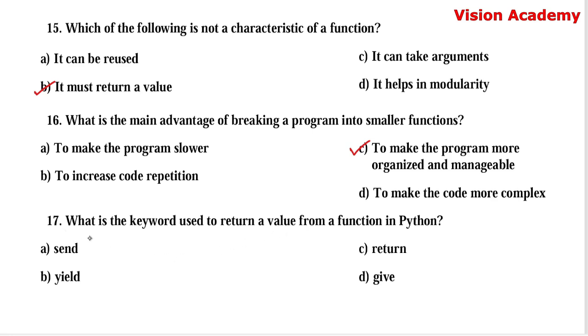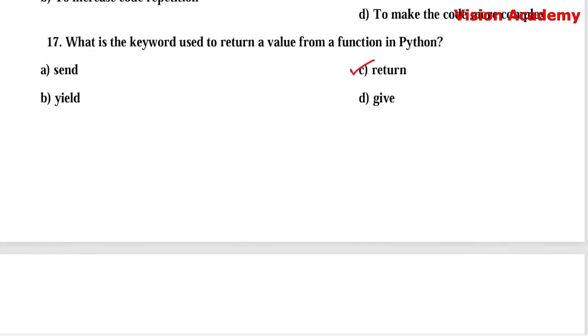Question number 17. What is the keyword used to return a value from a function in Python? Option A, send. B, yield. C, return. D, give. Here option C, return is the right answer.